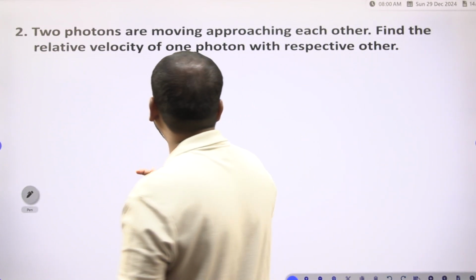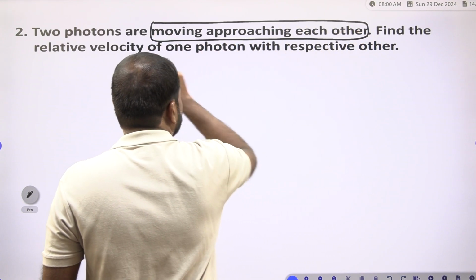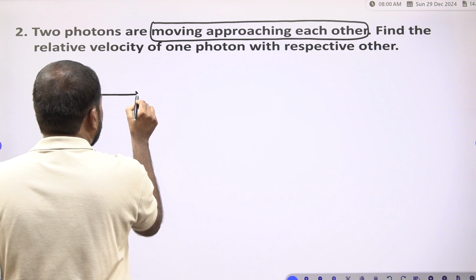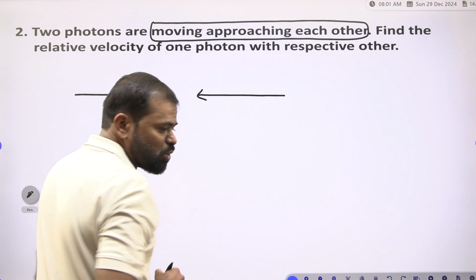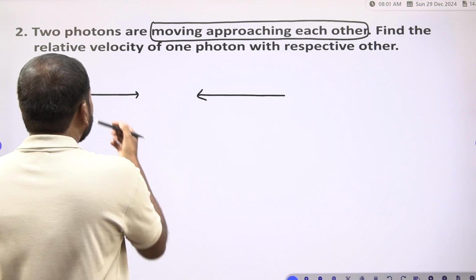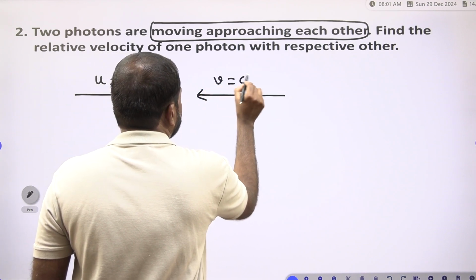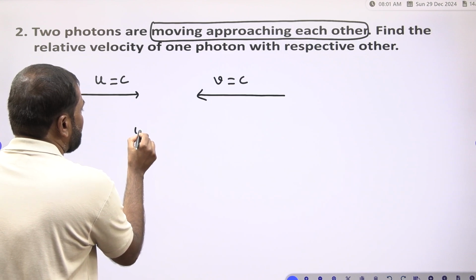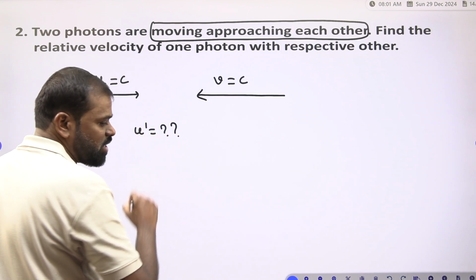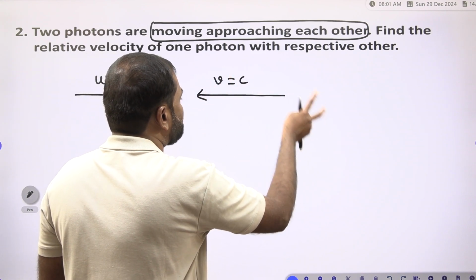Now, one more question you have to see. Two photons are moving approaching each other. How are they approaching? Not towards the same direction, but approaching each other. So u is approaching with velocity c, v is approaching with velocity c. Now you have to calculate u' is equal to how much? This is the relative speed, the relative velocity of one photon with respect to the other.